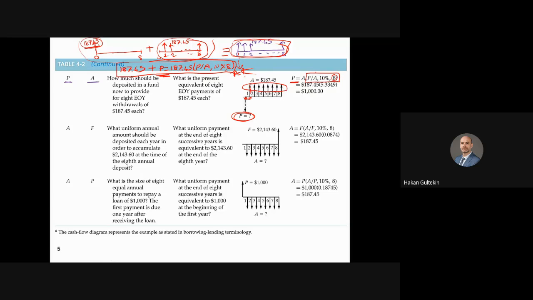And similar to this one, we have the opposites. Given a future value, how you can find the annual value. Look, given this future value, if you use this factor, which is A given F, you find the equivalent payments for 8 periods, for which the last payment will be exactly at the same time as the future amount. Okay, this is the structure. You need to memorize this structure.